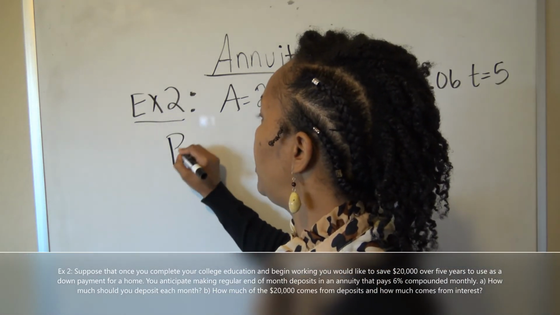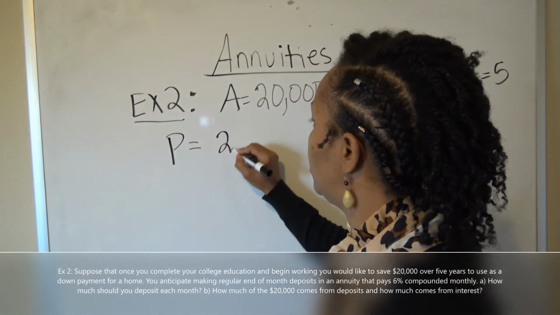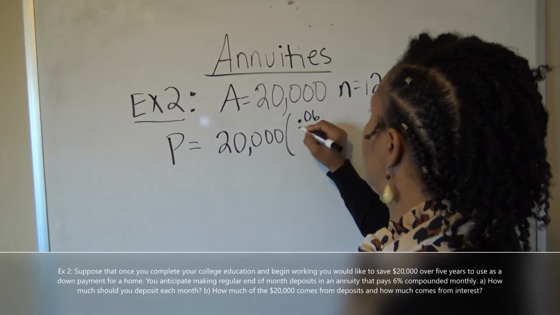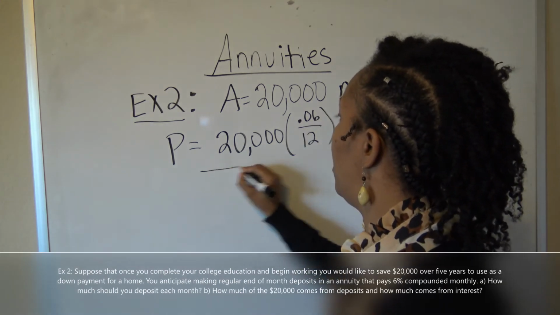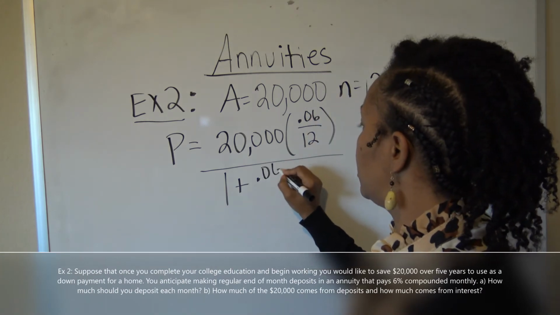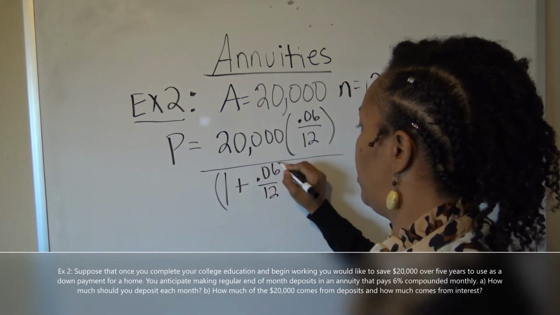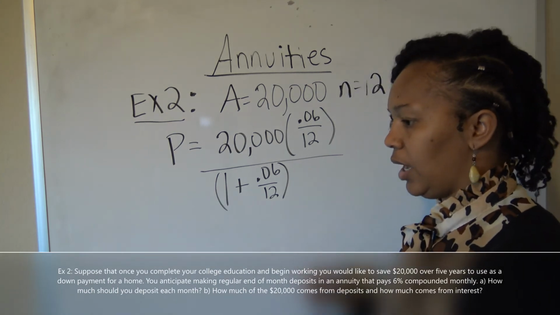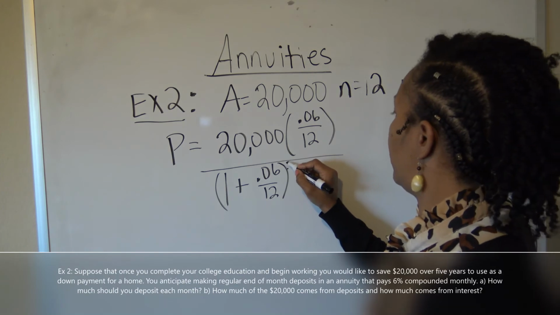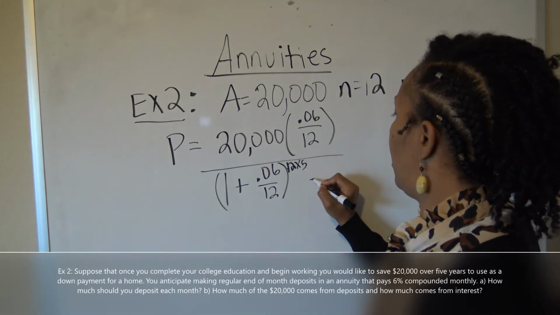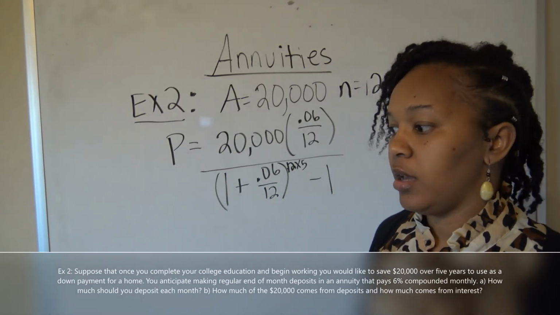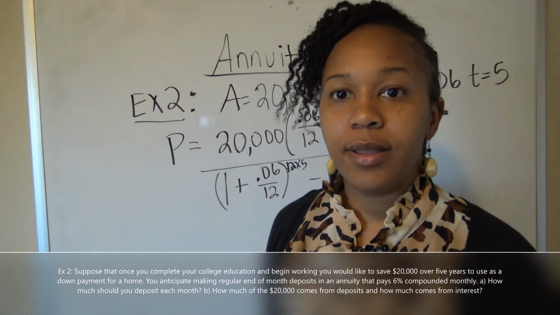So P would be equal to A, which is 20,000, times R, which is 0.06, over N, which is 12, all over 1 plus 0.06 over 12, so that's R over N, raised to the N times T, so 12 times 5, all of that minus 1. All right? So this is the formula, and now you just want to plug it in your calculator and calculate it.